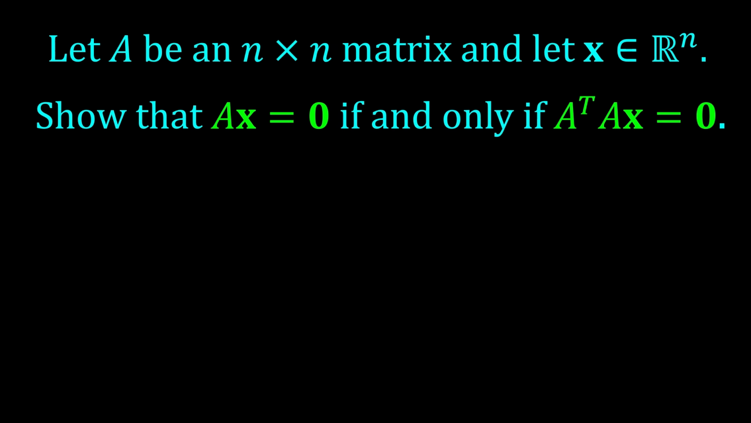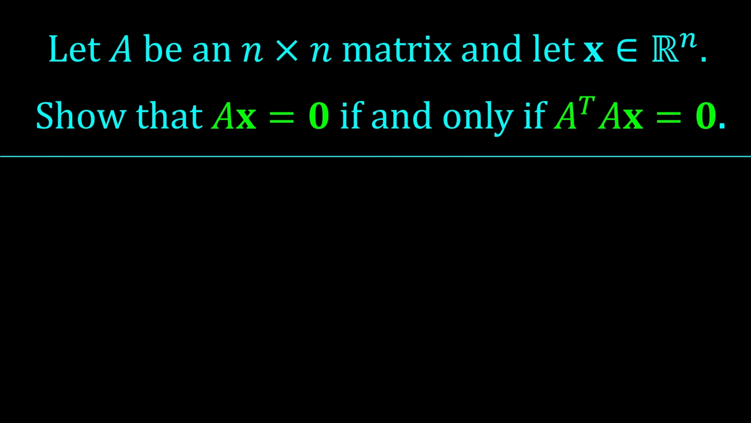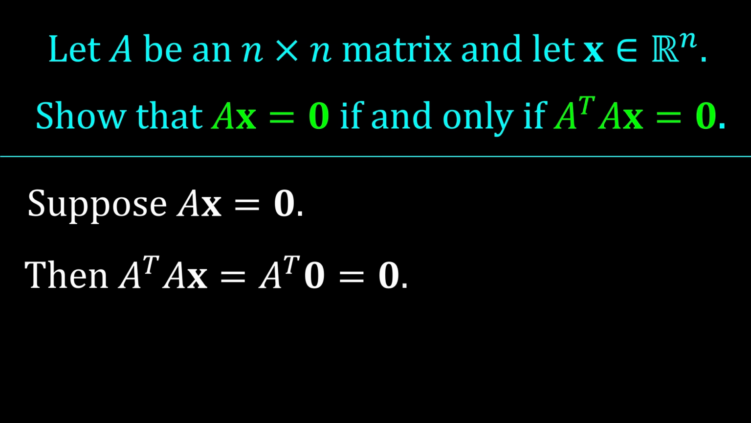Okay, so I'll just give you the first part of it because it's not that hard. So we'll first assume that Ax equals 0. Now we want to prove A transpose Ax equals 0, and it's kind of obvious what you have to do. You just left multiply by A transpose, and that would give you A transpose 0, which is 0.